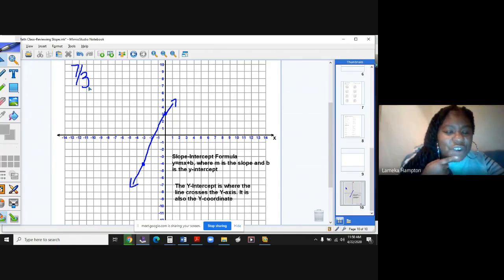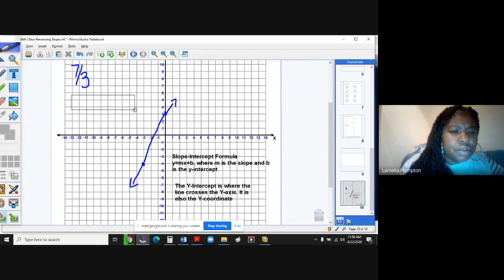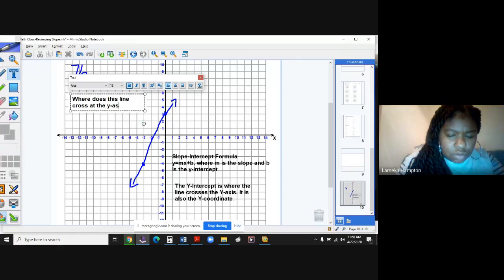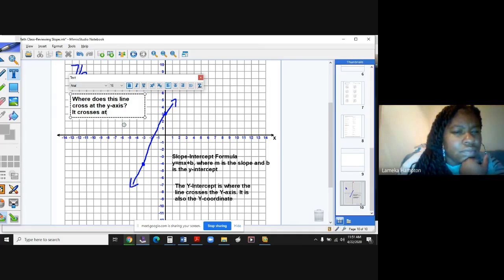So I have a question for you all, and please make sure you answer this question. Where does this line cross at the y-axis? 3. Yes, excellent job, Miss Philomena.